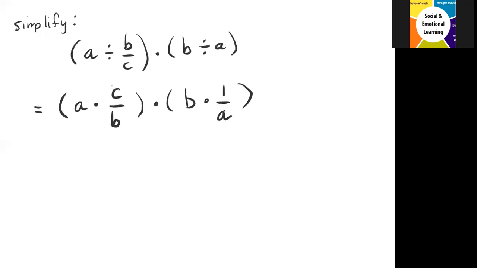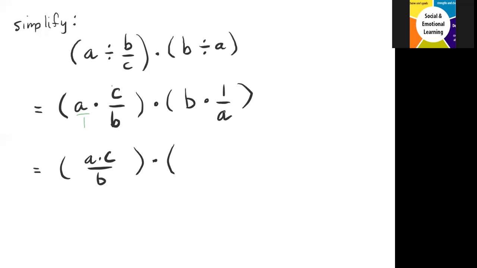This first bracket here is like saying I have A over 1 times C over B. What could I write that product as? A times C over B. There we go. We got AC over B.